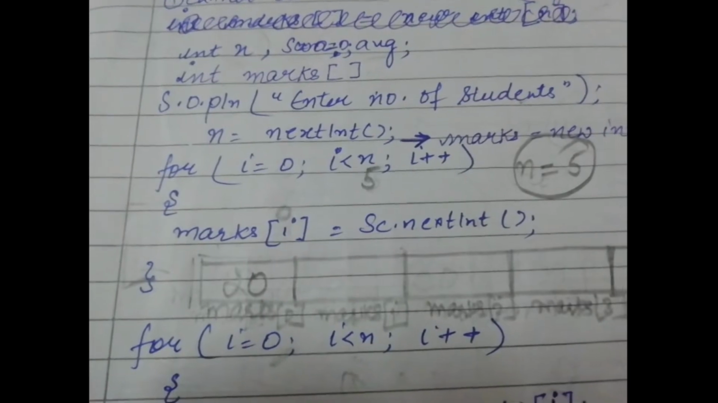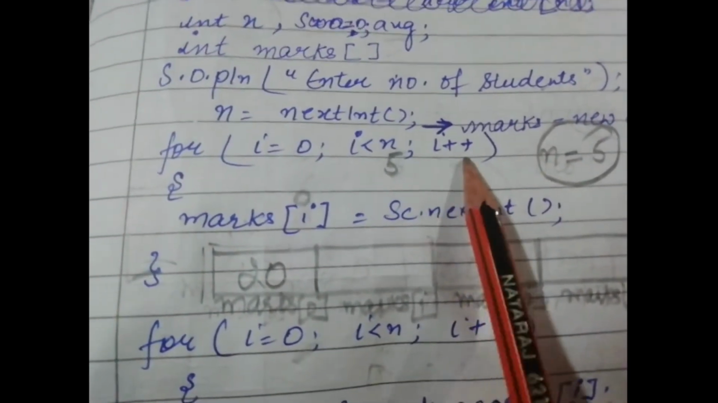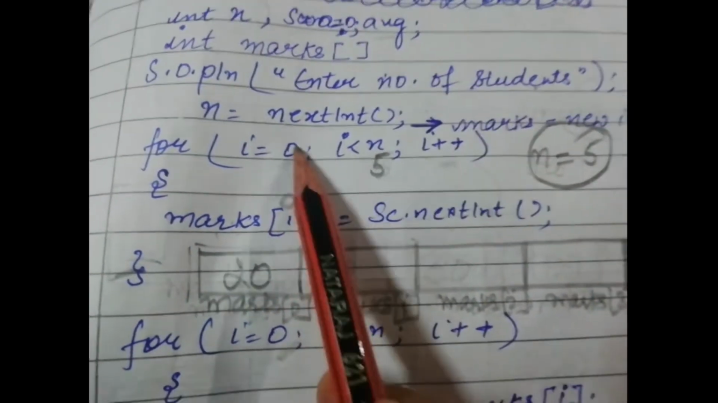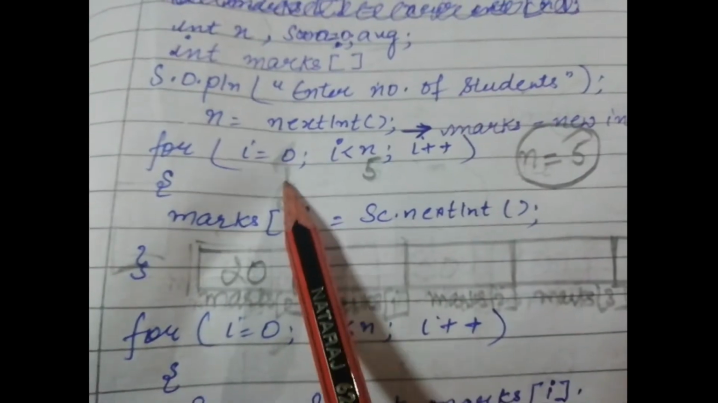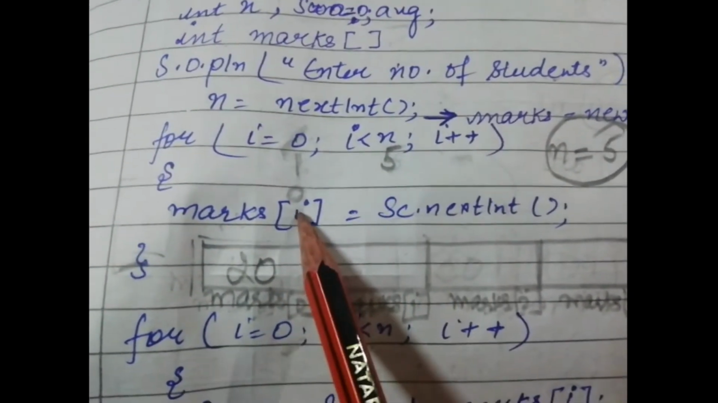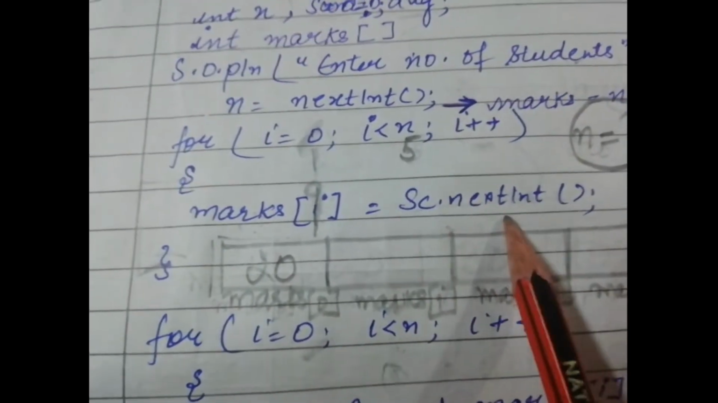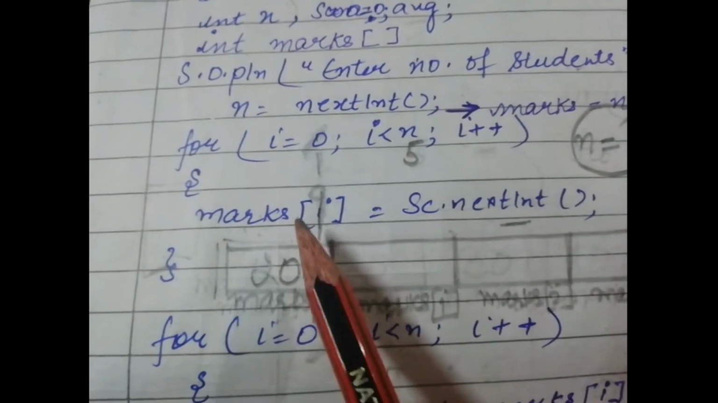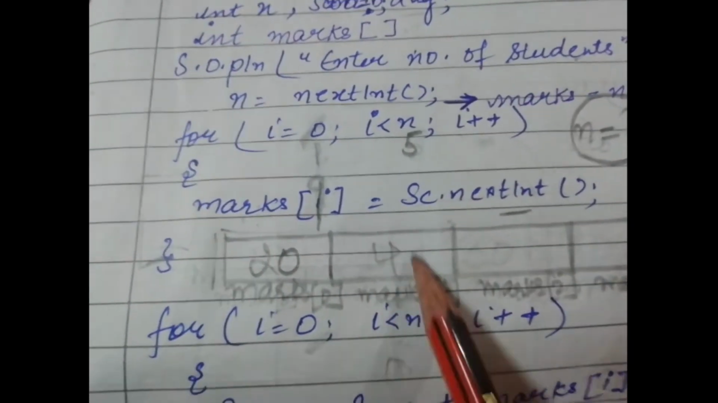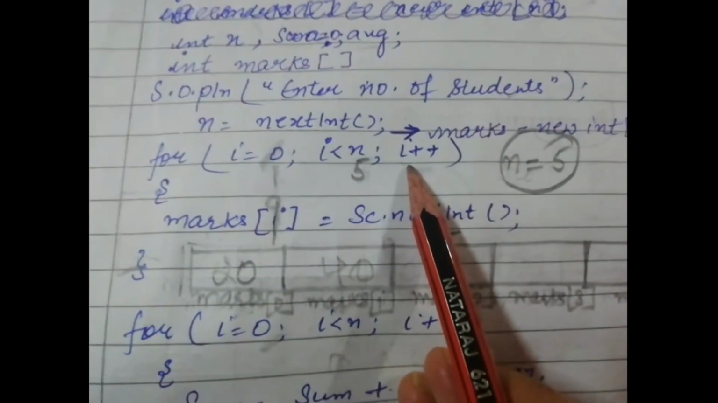After this, now the i value is incremented. i is incremented here. i equals 1. There is an initialization here. 1 is less than 5. Condition is true. So i is replaced with marks 1. So whatever value the user enters here, it goes to the marks 1 cell. Suppose the user entered 40 marks here. After this, i is 2.